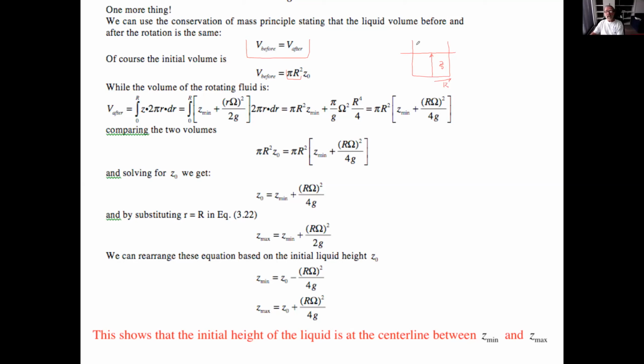Now we need to figure out what's the volume after. So the volume after, the Z, or the height of the liquid, is actually changing. So we need to take the Z, the height of the liquid, multiplied by 2 pi r dr, and that would be the volume. Now, let me just, for the people who don't like too much math, I take a segment here.